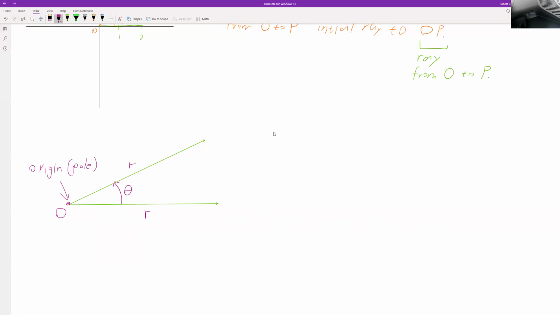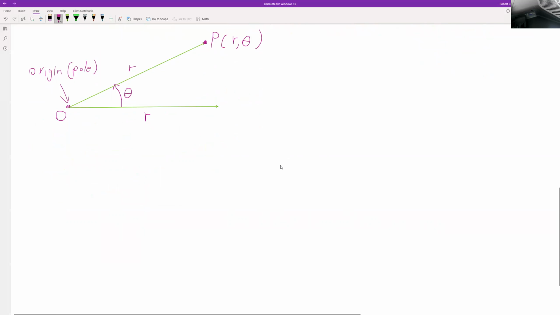R here. And after you rotate the initial ray by a certain angle theta, the tip of the ray after rotating, that point will have the coordinate of r theta. Okay, so that's the basic idea of polar coordinates. Now, there are a lot of fun things that we can do with polar coordinates. For example, let's say I want to plot P of 2 and negative 11 pi over 6.